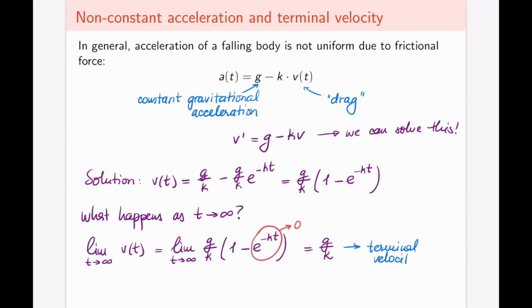So no matter how long you fall for, this is the terminal velocity that you will achieve as a falling object with a specific amount of drag. Notice that this doesn't depend at all on things like the initial velocity or the initial acceleration. It only depends on the constant acceleration that the body in question is under and the constant of proportionality of drag.